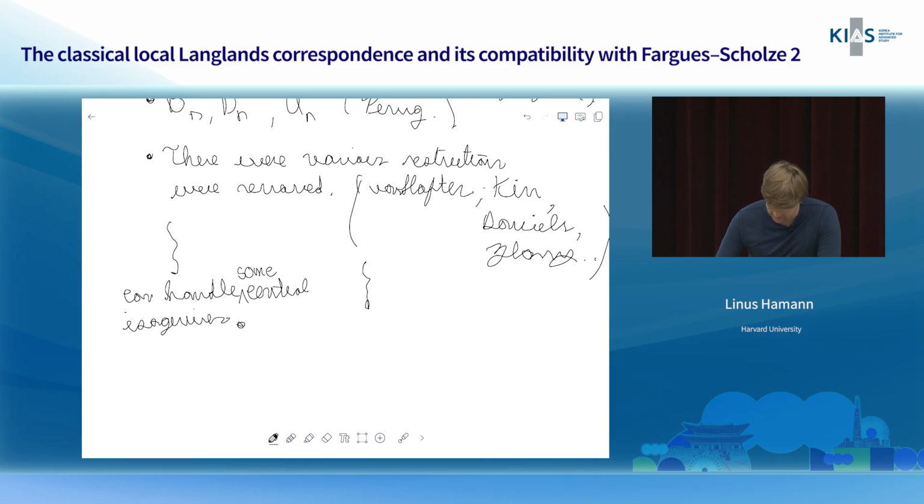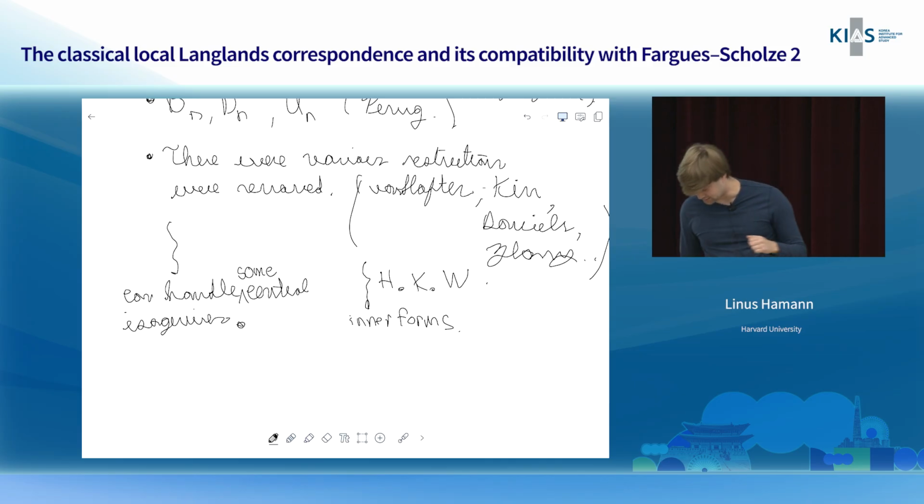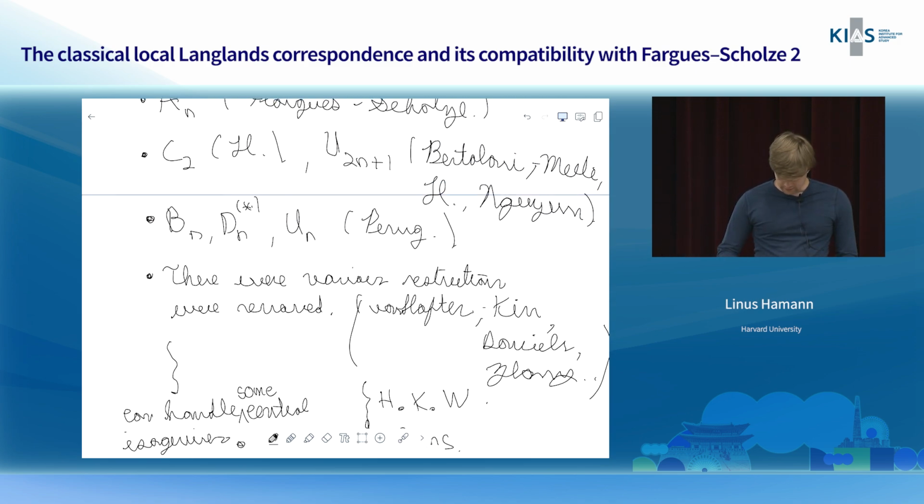And also, you can handle inner forms. I assume my group was split at the beginning. And this essentially uses some work of Hansen, Kaletha, and Weinstein. And I guess this will come up in a little bit.